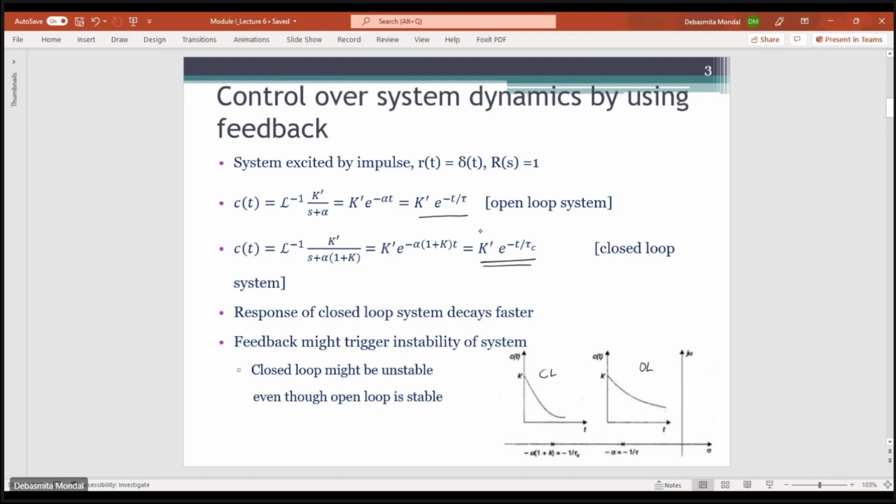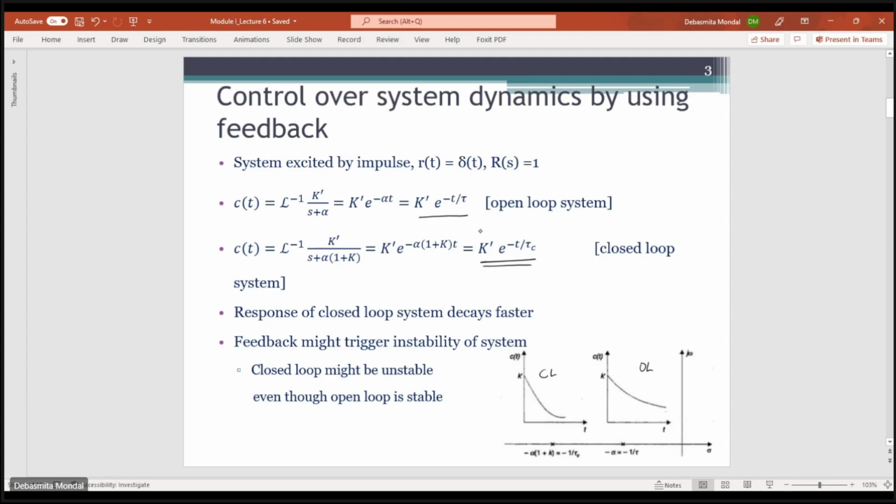But there is a problem: the presence of feedback might affect your system adversely, because it might trigger instability of the system. It might so happen that your open loop system is a stable one, but the moment you use feedback and a closed loop system, depending on your system parameters, the closed loop system becomes unstable. This is just a fact that you need to remember as of now. We will see some examples of how this can happen later on.